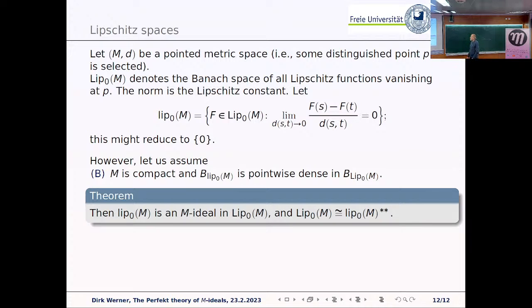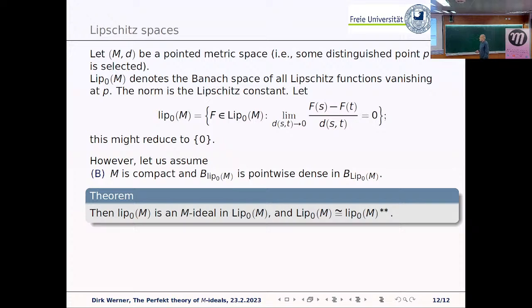Yeah, and the way he did it, he proved that one can embed such a Lipschitz space into C0. Not totally isometrically, but as well as one wants. And this is good enough so that this M-embeddedness will be inherited from C0.